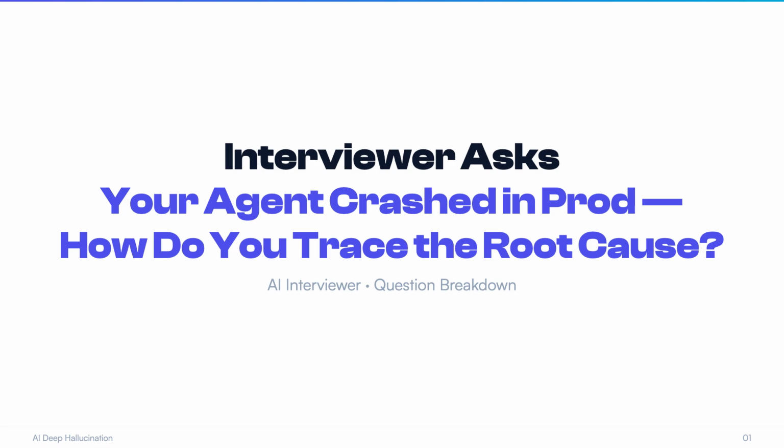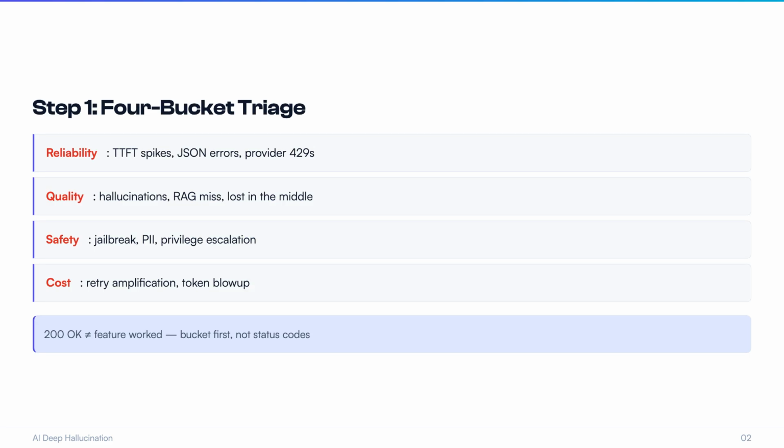I've seen so many candidates fail right out of the gate. First words out of their mouth: check the logs. Traditional bugs crash loudly. LLM bugs quietly serve you wrong answers. Right? The industry consensus is already clear: a 200 OK status code from an LLM API does not mean the feature worked.